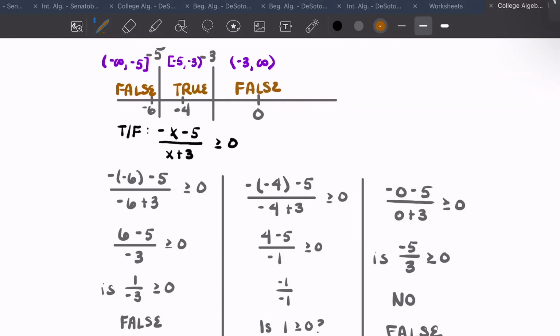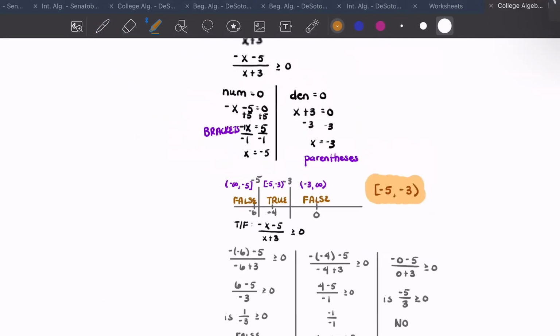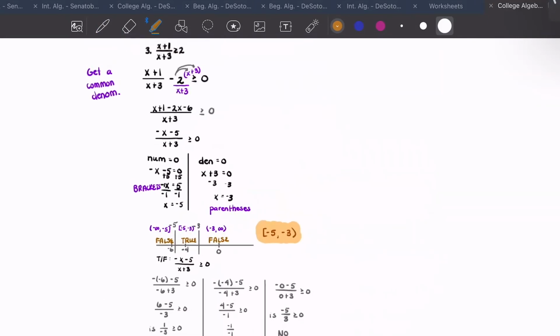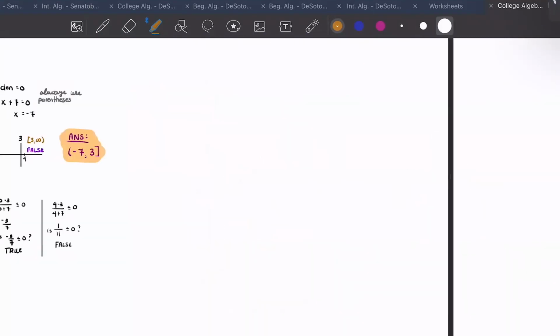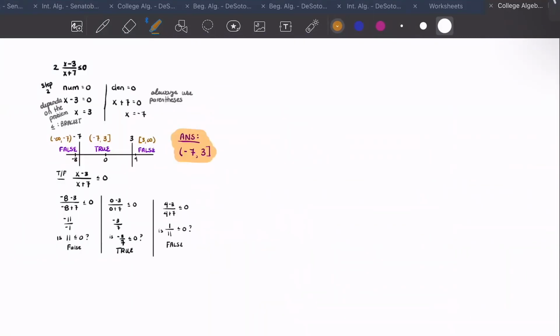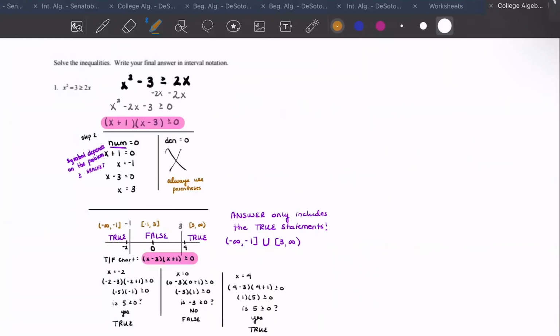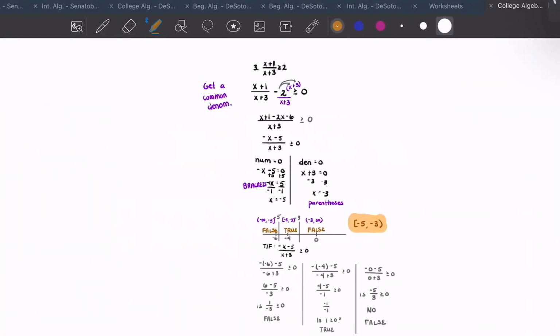All right, so our answer is -5 to -3. Okay. -5 to -3 is our answer. All right, notice how we got false, true, false, false, true, false, true, false, true. Notice how they alternated. All right.